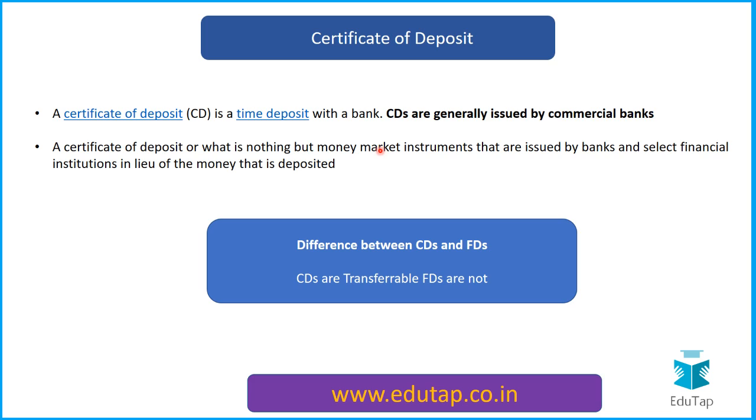Now what is the difference between a certificate of deposit and FDs? Basically, once you have blocked your amount in an FD, you cannot sell that FD, you cannot transfer that FD to anyone. But certificates of deposit are like tradable instruments. Suppose you have given 1 lakh to the bank, they will give you a certificate of deposit that you have deposited 1 lakh with the bank. Now you can sell that certificate of deposit to any other person, you can transfer it to any other person, and the person who buys your certificate of deposit can further go to the bank and claim that money. Right, so this is the main difference.